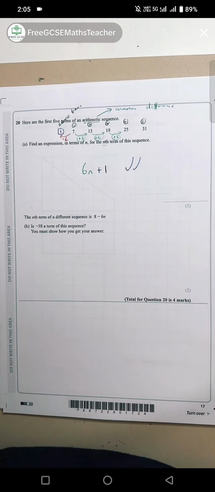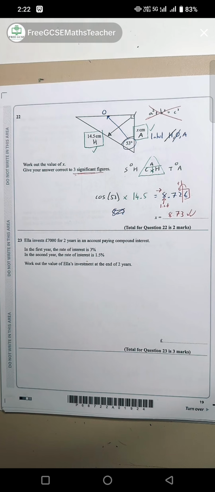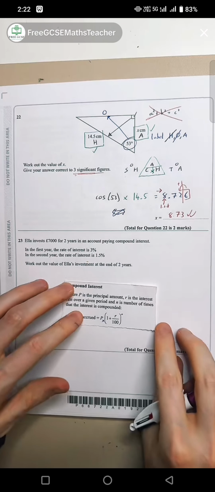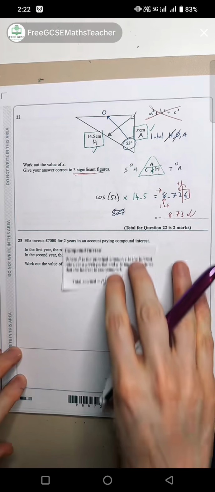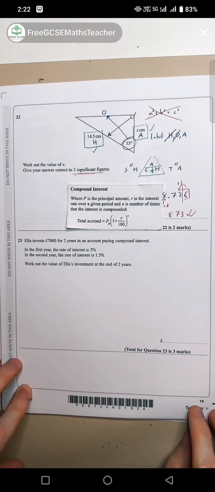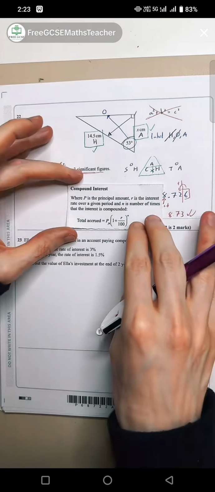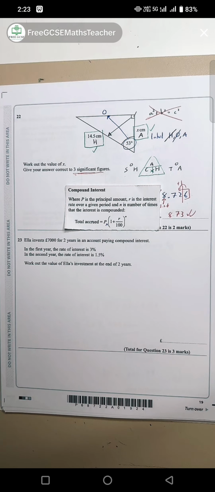Question 23 is compound interest. So if you're taking your exam in England this year, you're given the formula for compound interest. So there it is. I chopped it out for you. Obviously, in your exam, you can't chop it up, but there's the formula. That formula is given in the UK. I'll show you 2 ways. One is using the formula, and one is using multipliers. Again, because some people prefer to use multipliers, some people prefer to use the formula.